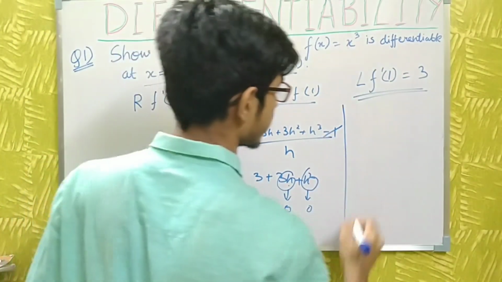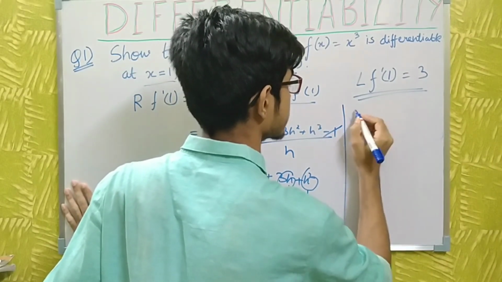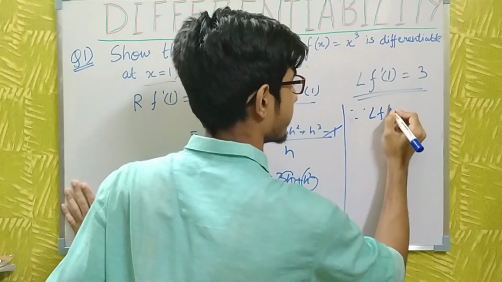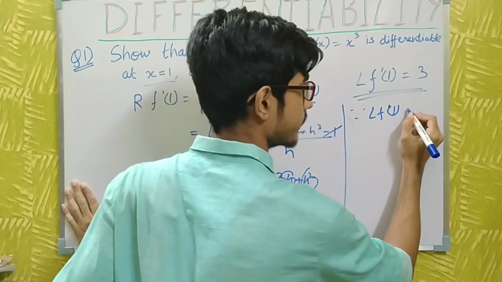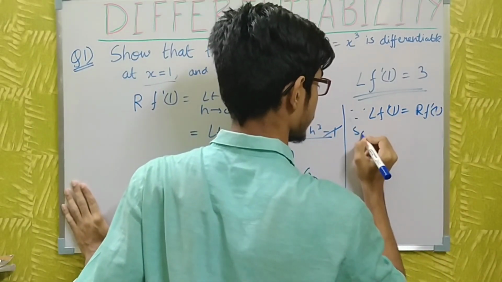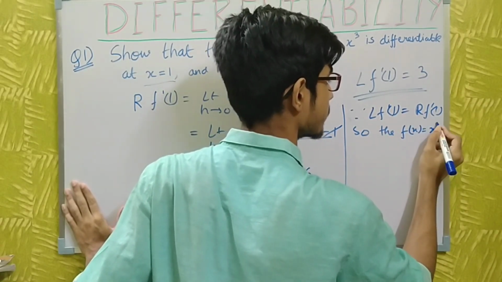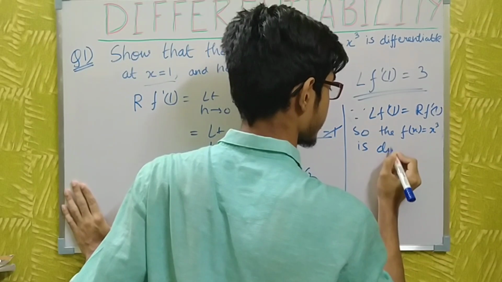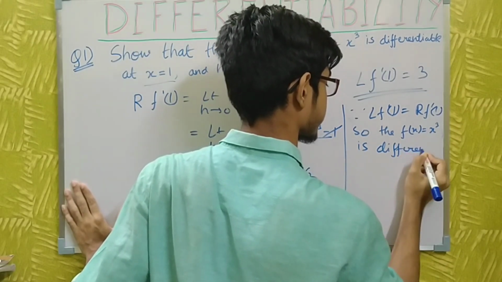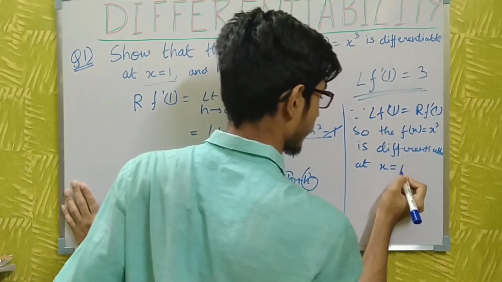Hence I can write here, since left hand derivative equals right hand derivative, the function f(x) equals x cube is differentiable at x equals 1.